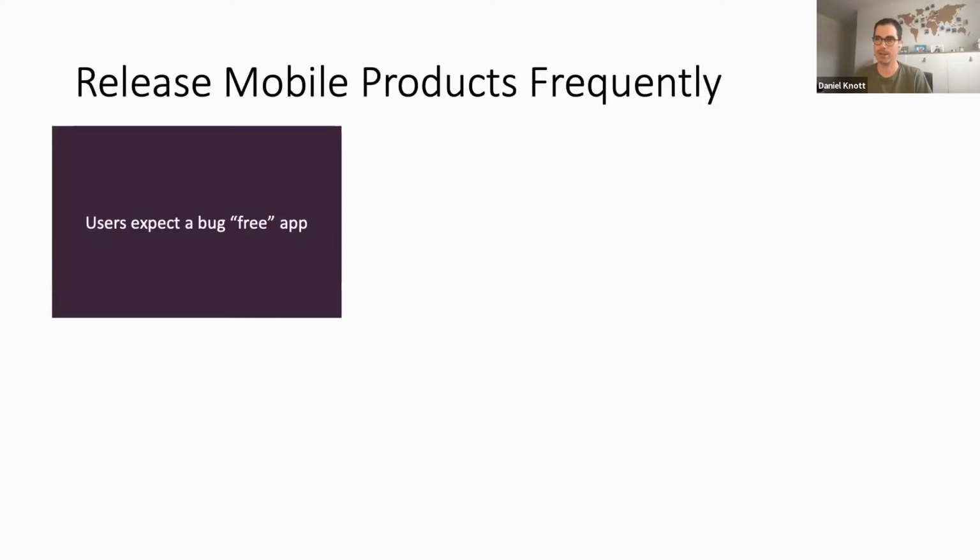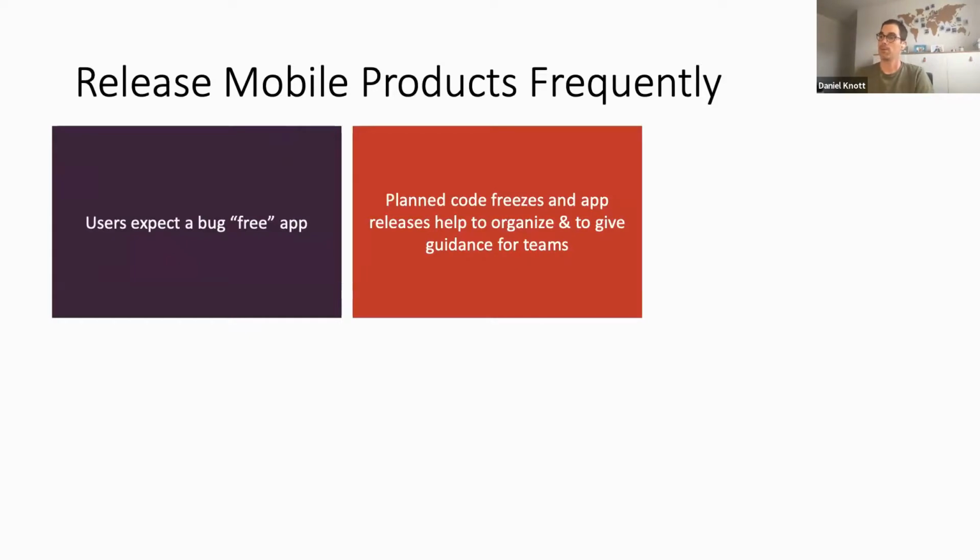As I already said, users expect a bug-free app, which we all know doesn't exist, but at least the users expect it. So that's why we need to release more often, not too frequent, but in a frequent rhythm. What helps you release more frequently is having planned code freezes and app releases. That helps you and maybe other teams that contribute to the app, and it gives guidance to the team. For example, in my case at the moment, we have around 20-25 mobile teams contributing to one single app. And with such a planned code freeze, it really gives the teams guidance.